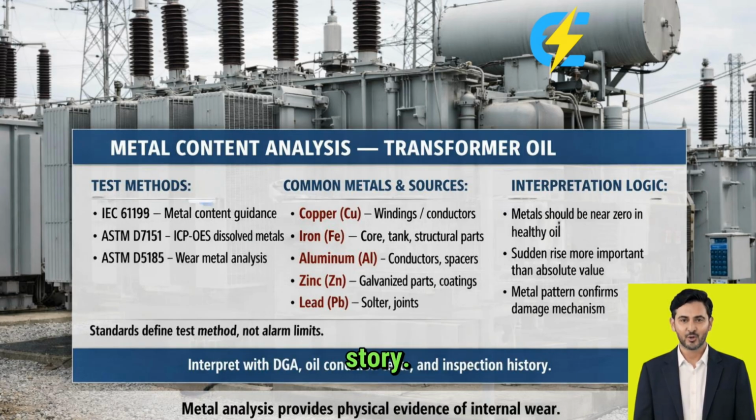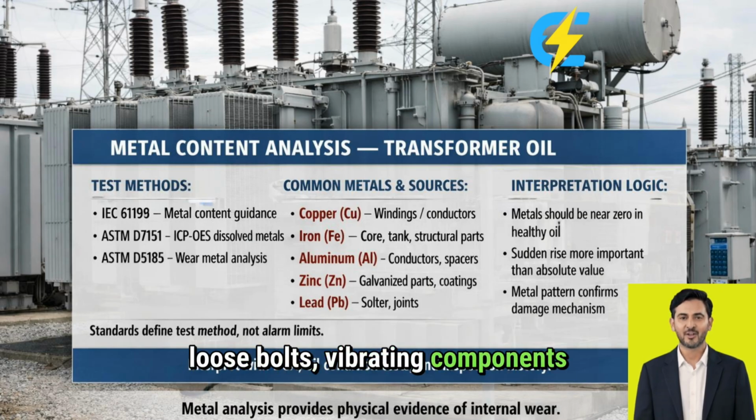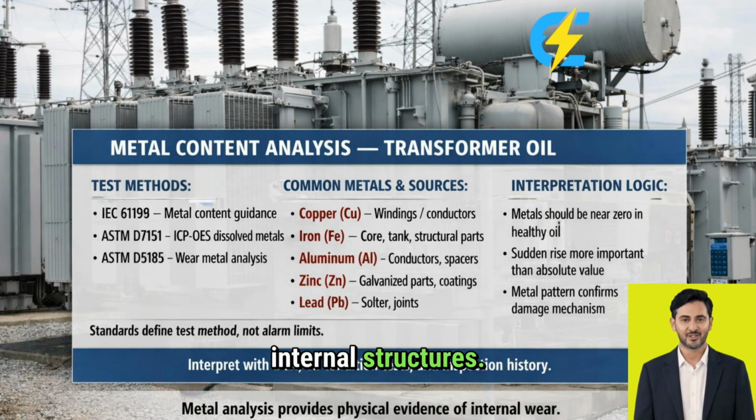Iron tells a different story. Rising iron levels usually indicate core or tank corrosion or mechanical wear of internal components. You'll often see iron increases when oil condition is poor, with high acidity or moisture content, creating corrosive conditions. Iron can also indicate loose bolts, vibrating components, or mechanical stress on internal structures.